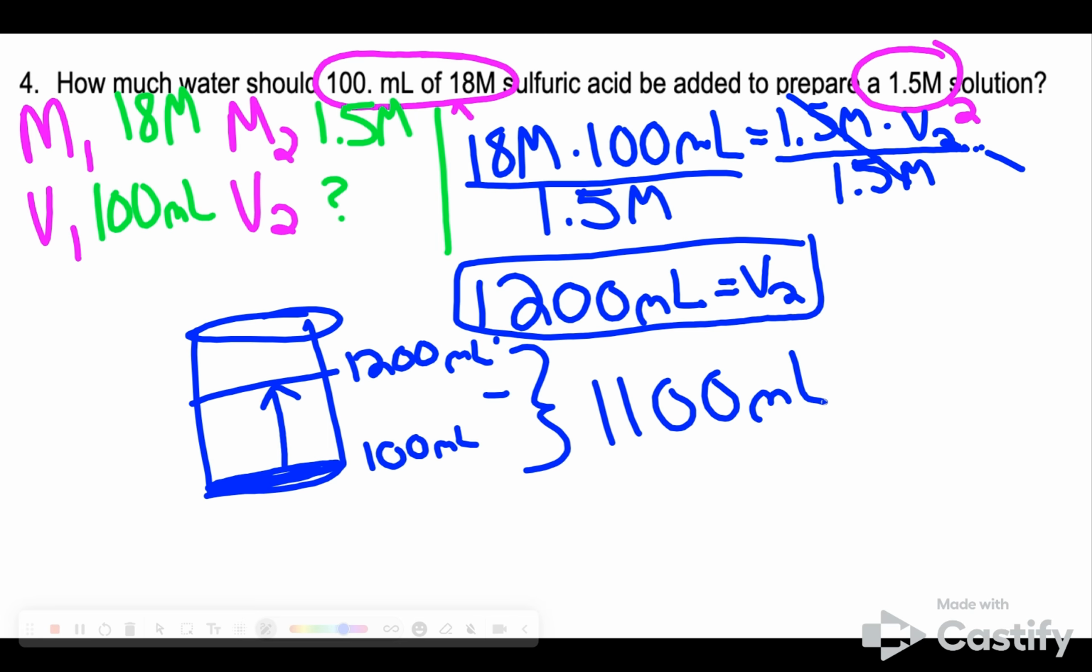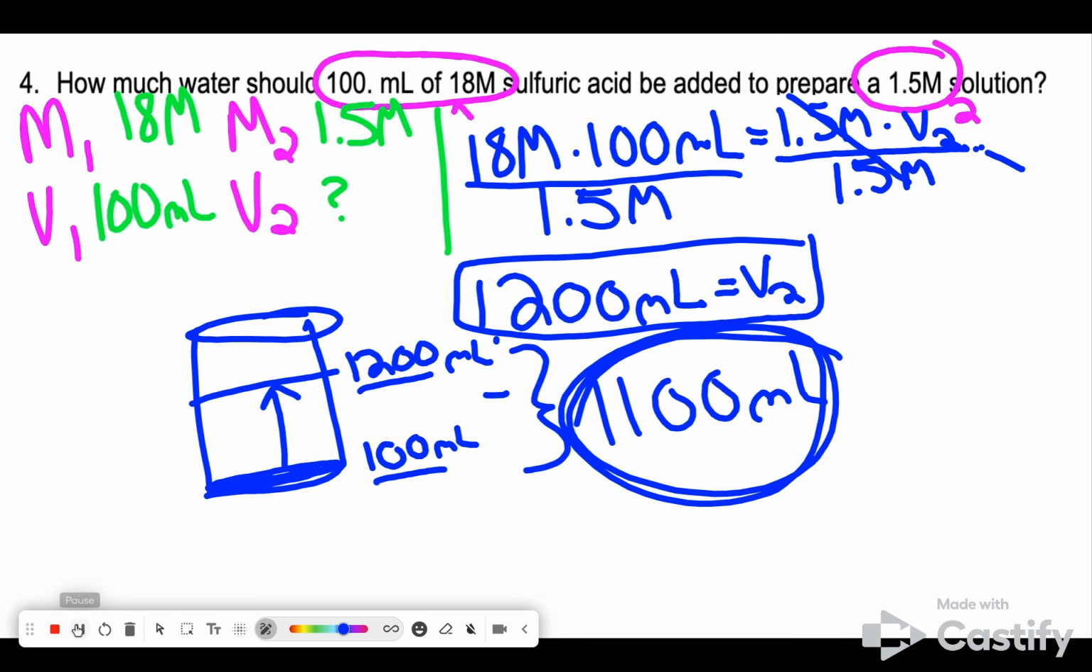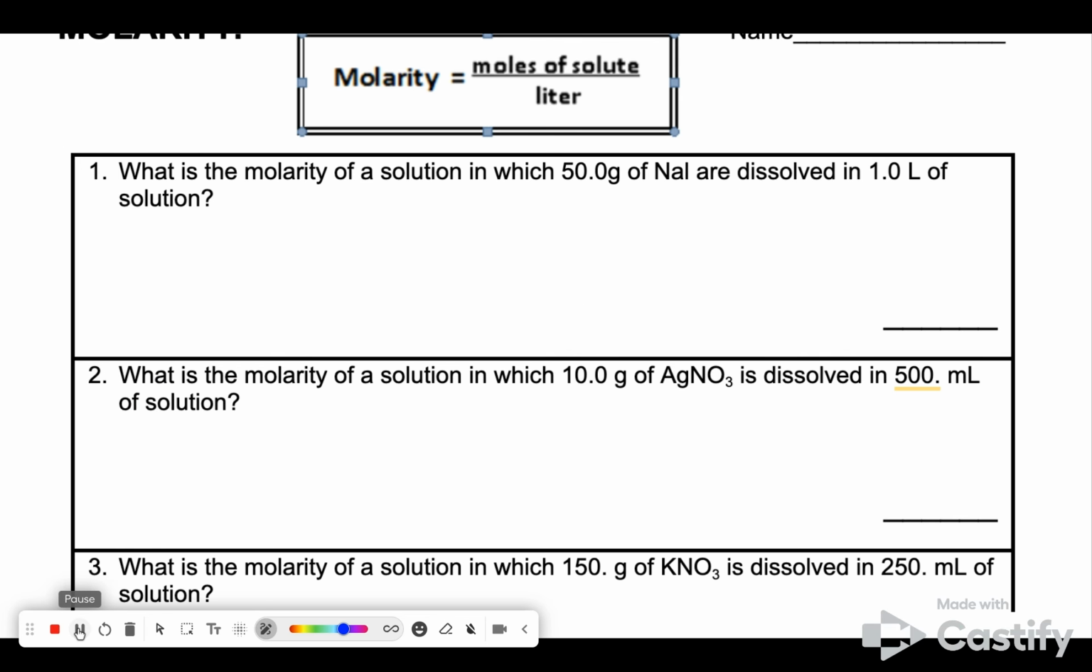So this one was tricky because I wanted to know how much total water you had to add. Your total solution is 1,200 milliliters, but you started with 100 to start. So that difference, 1,200 minus the 100, gives you that 1,100 milliliters. So this here is your final answer. Go ahead and take a minute to copy that down.